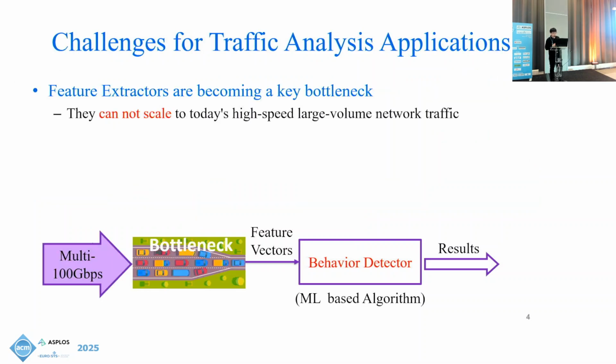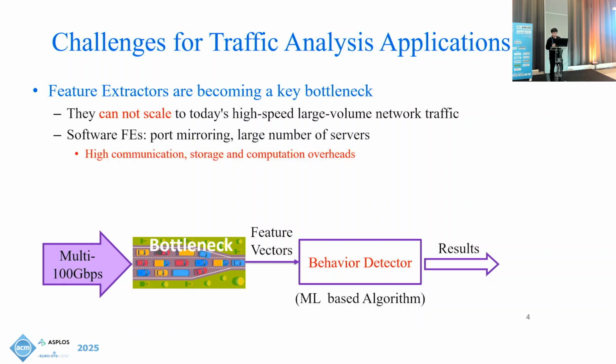However, as network traffic is reaching multi-hundred gigabytes per second recently, the feature extractors in today's ML-based traffic analysis applications are becoming a key bottleneck. Software feature extractors usually use port mirroring to duplicate collected network traffic and leverage a set of servers to store large volumes of network traffic and extract the desired traffic features, which usually incurs substantial communication, storage, and computation overheads.